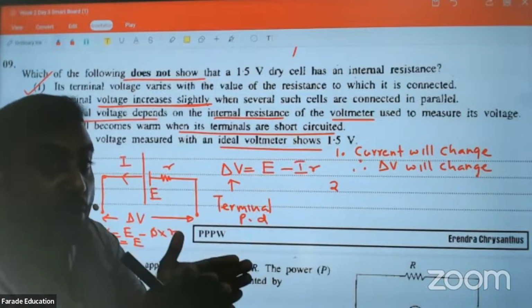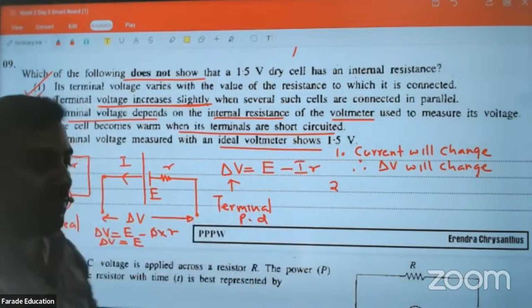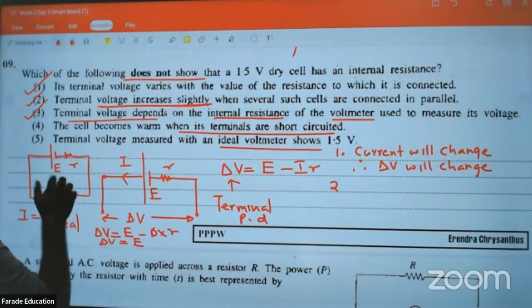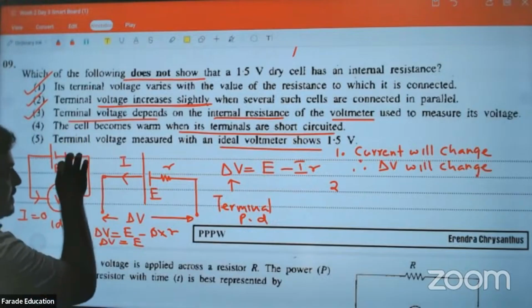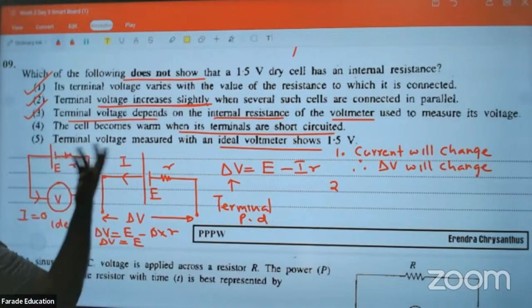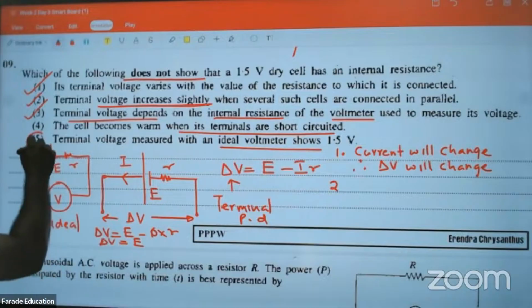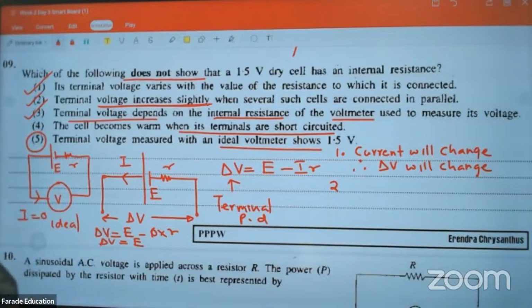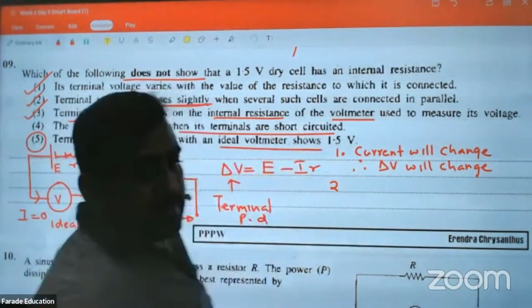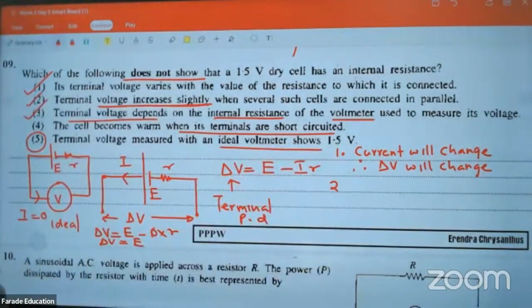So we don't know whether there is an internal resistor or not. Why? Ideal means current can't go. Whether you have a resistor or not, current can't go. So we can't say. So this does not indicate that there is an internal resistor.